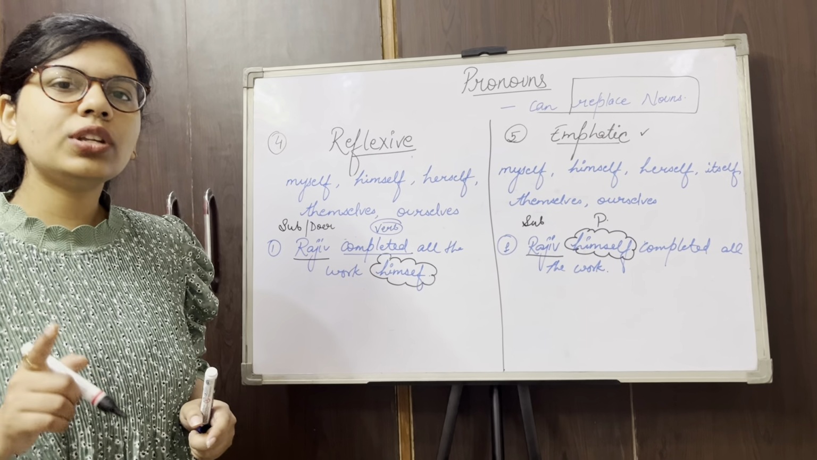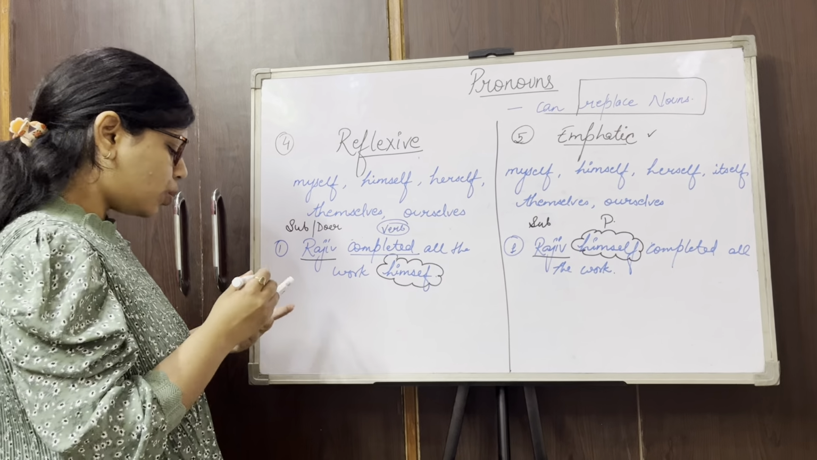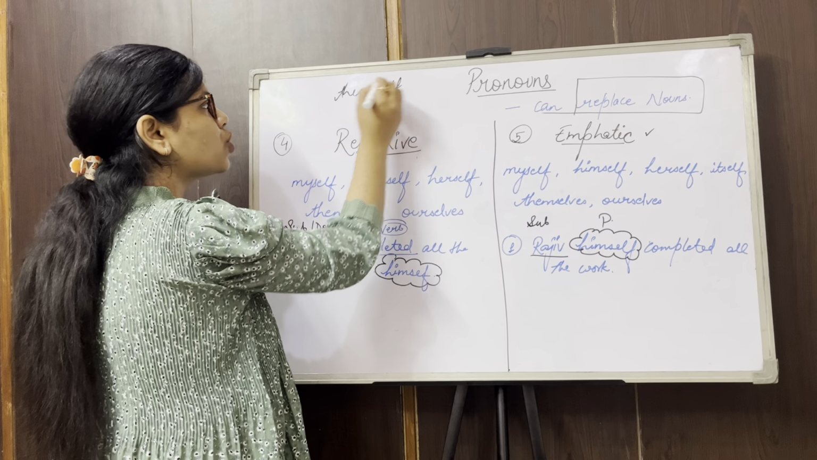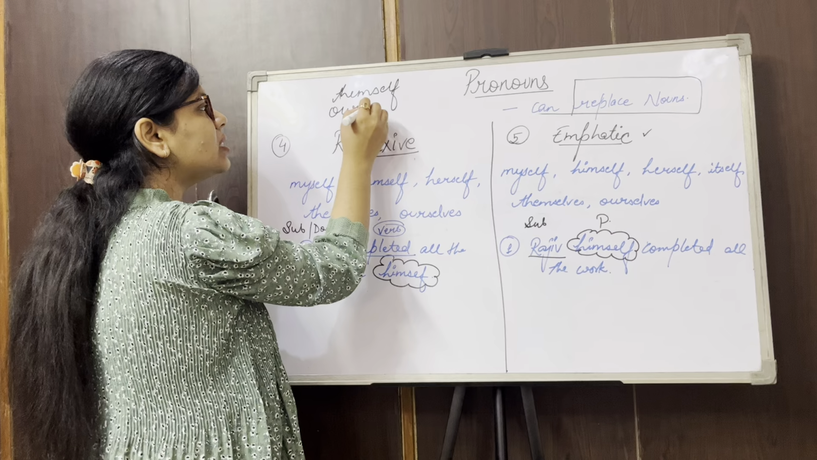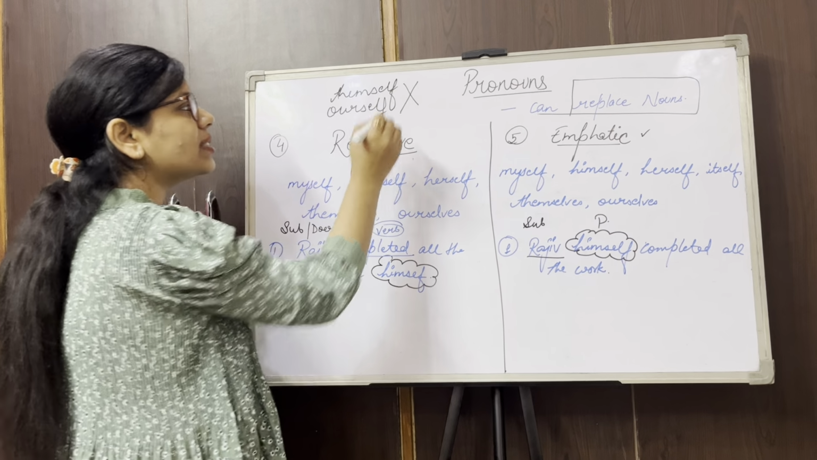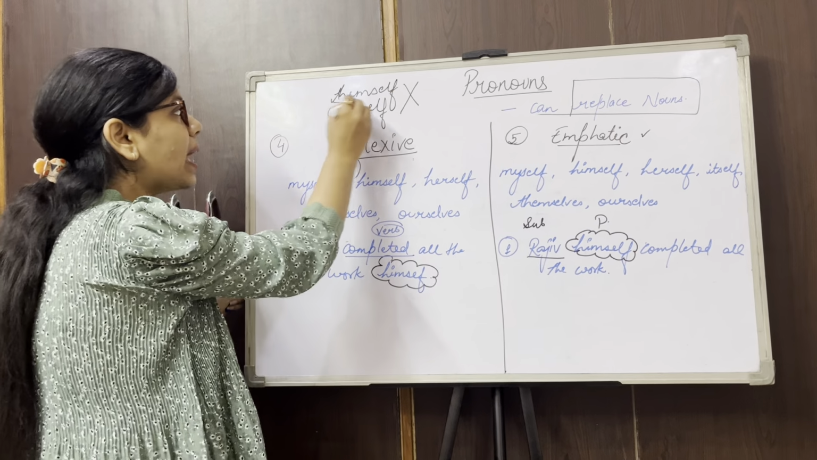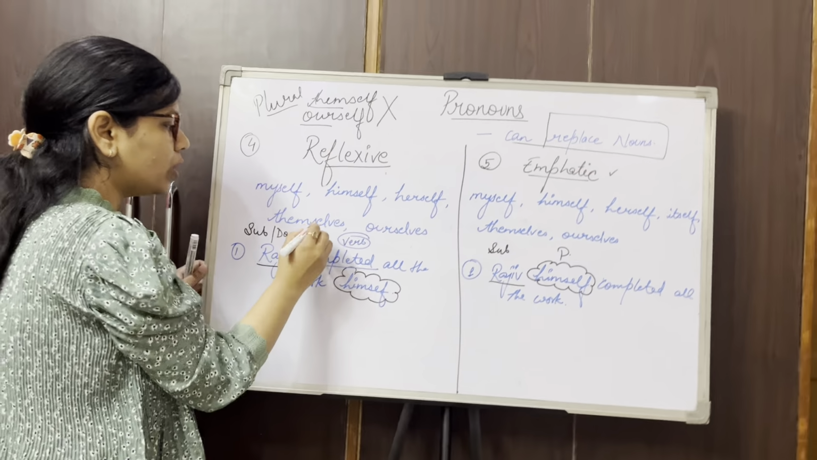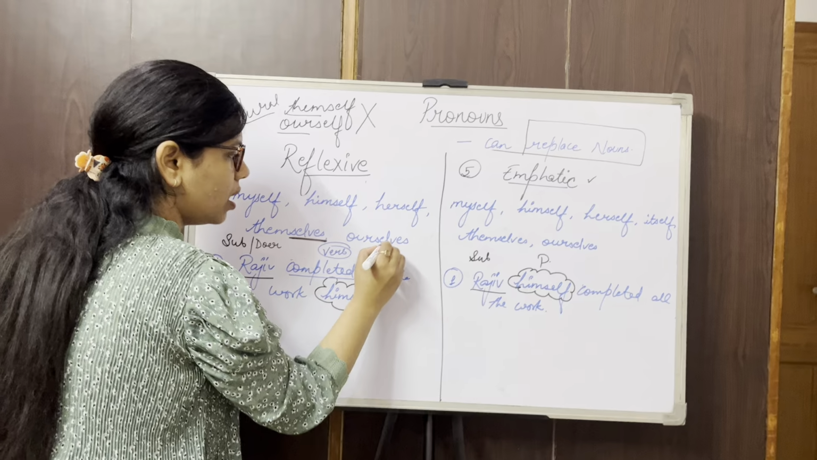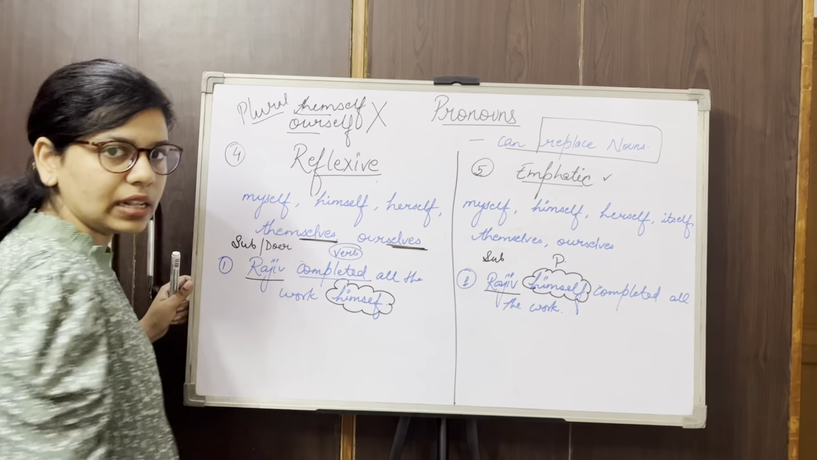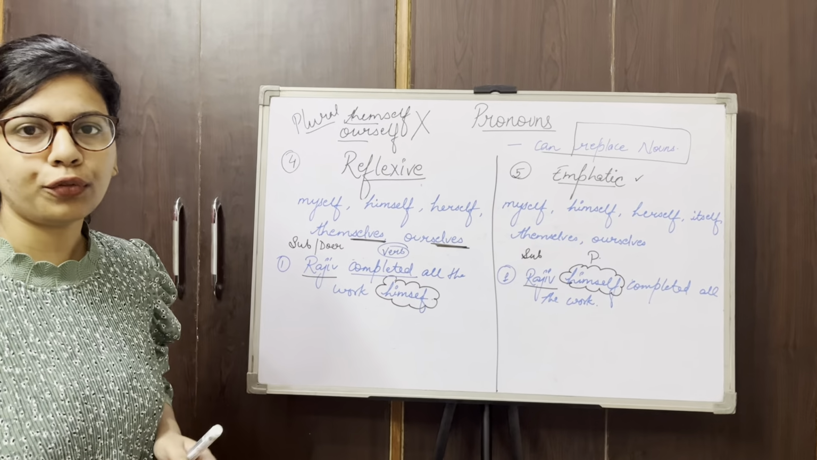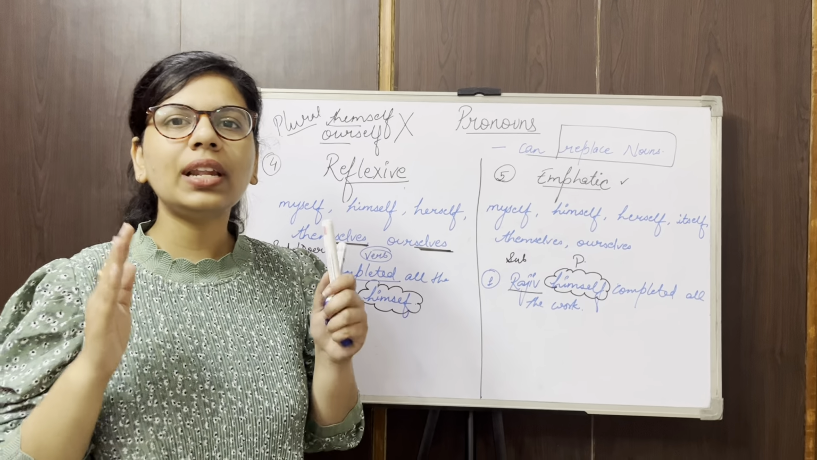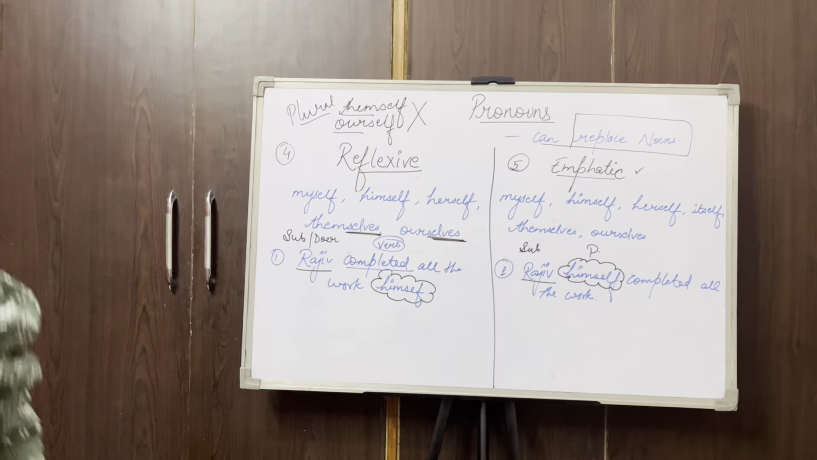One more thing that you need to take care of, sometimes we write themself. We make this common mistake, or we write ourself, which is absolutely wrong. Them and our are plurals, and with plurals we will write selves: themselves, ourselves, not just self. Alright, I hope that's clear, and now let's move on to the last part of the pronoun.